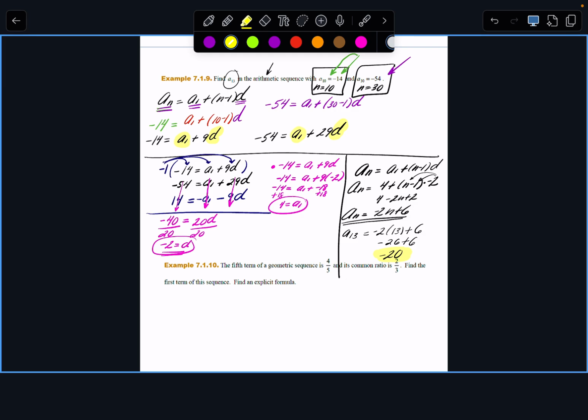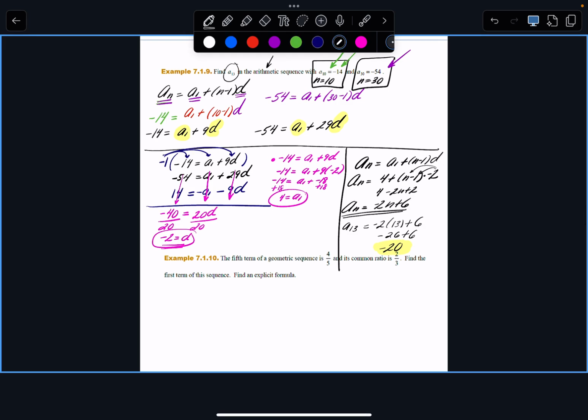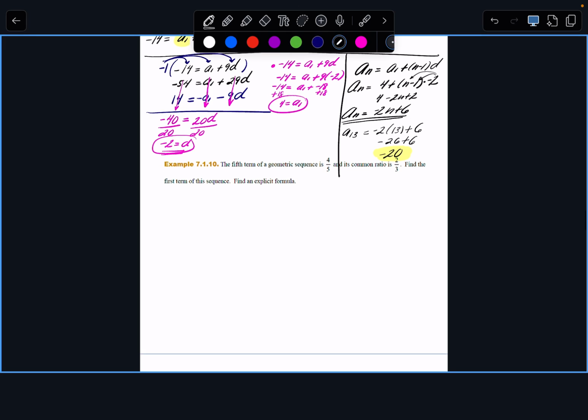So you can see in some of the examples, one or the other gave you enough information to solve. You weren't missing anything. You're only missing one thing. In this case, we were missing two things. So we had to have two equations, and then we had to solve the system. Again, moving on. Next question. You just need to see lots of examples.